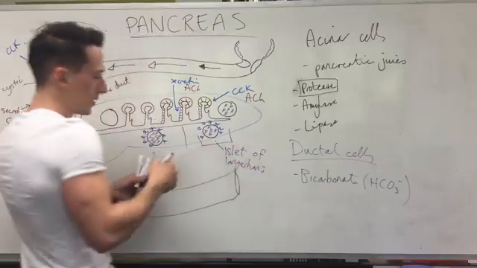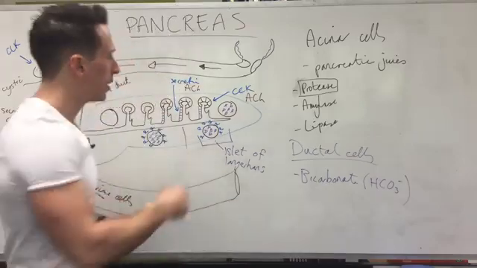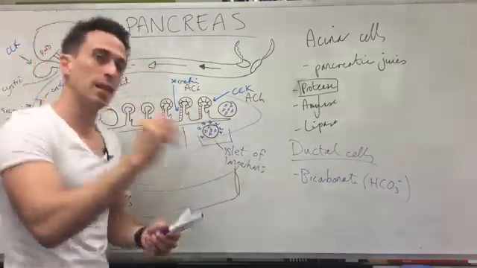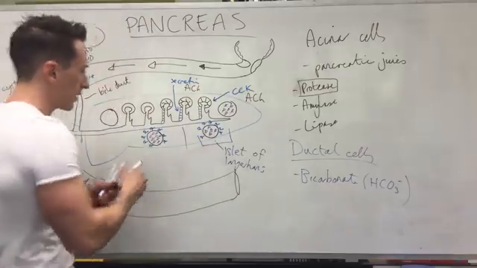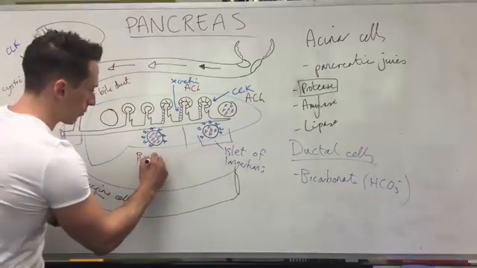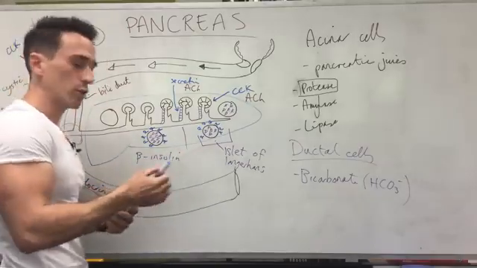The islet of Langerhans contains the two predominant cell types that release insulin and glucagon. So the beta cells and alpha cells release insulin and glucagon, but which one releases which? Well, the beta cells release insulin and the alpha cells release glucagon.